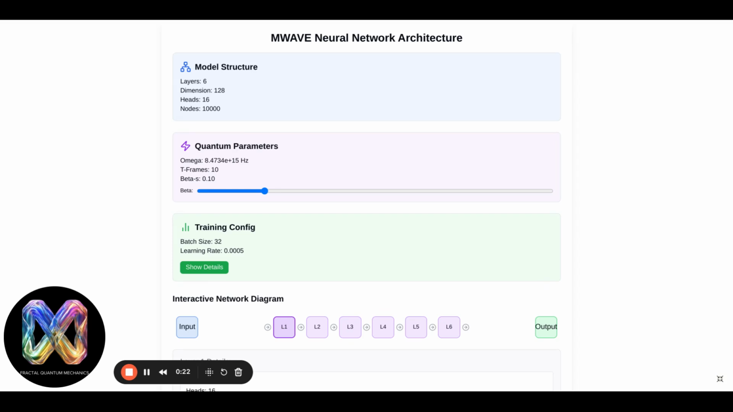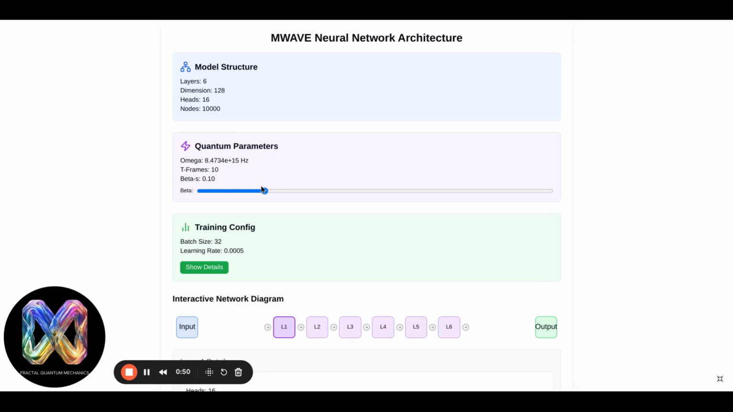So let's start with the architecture overview at the top of the screen. Our model implements a multi-layer transformer with some very unique properties. In the first card, you'll see our model structure uses 128 dimensional embeddings across 6 transformer layers. We're leveraging 16 attention heads per layer to process data from a massive 10,000 node quantum lattice.